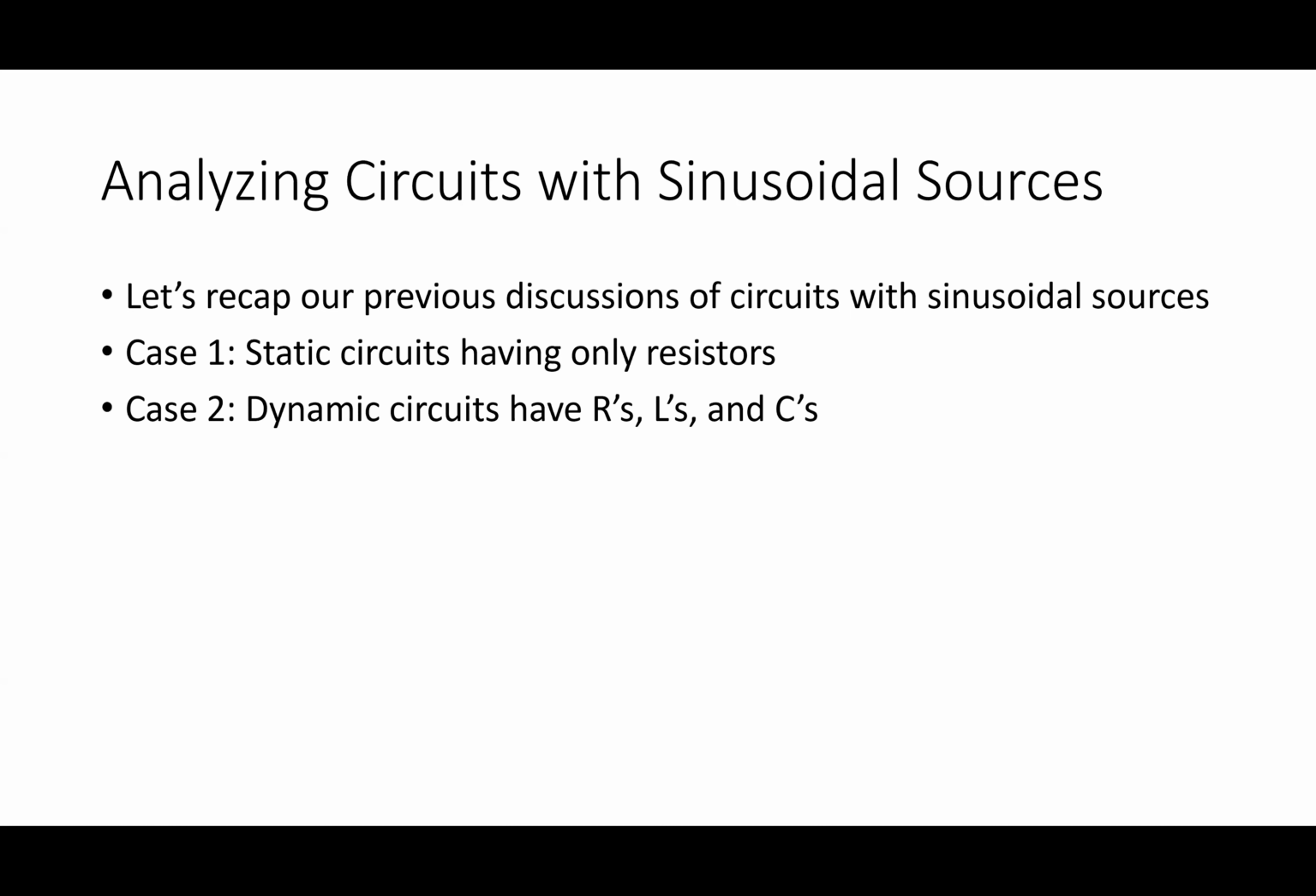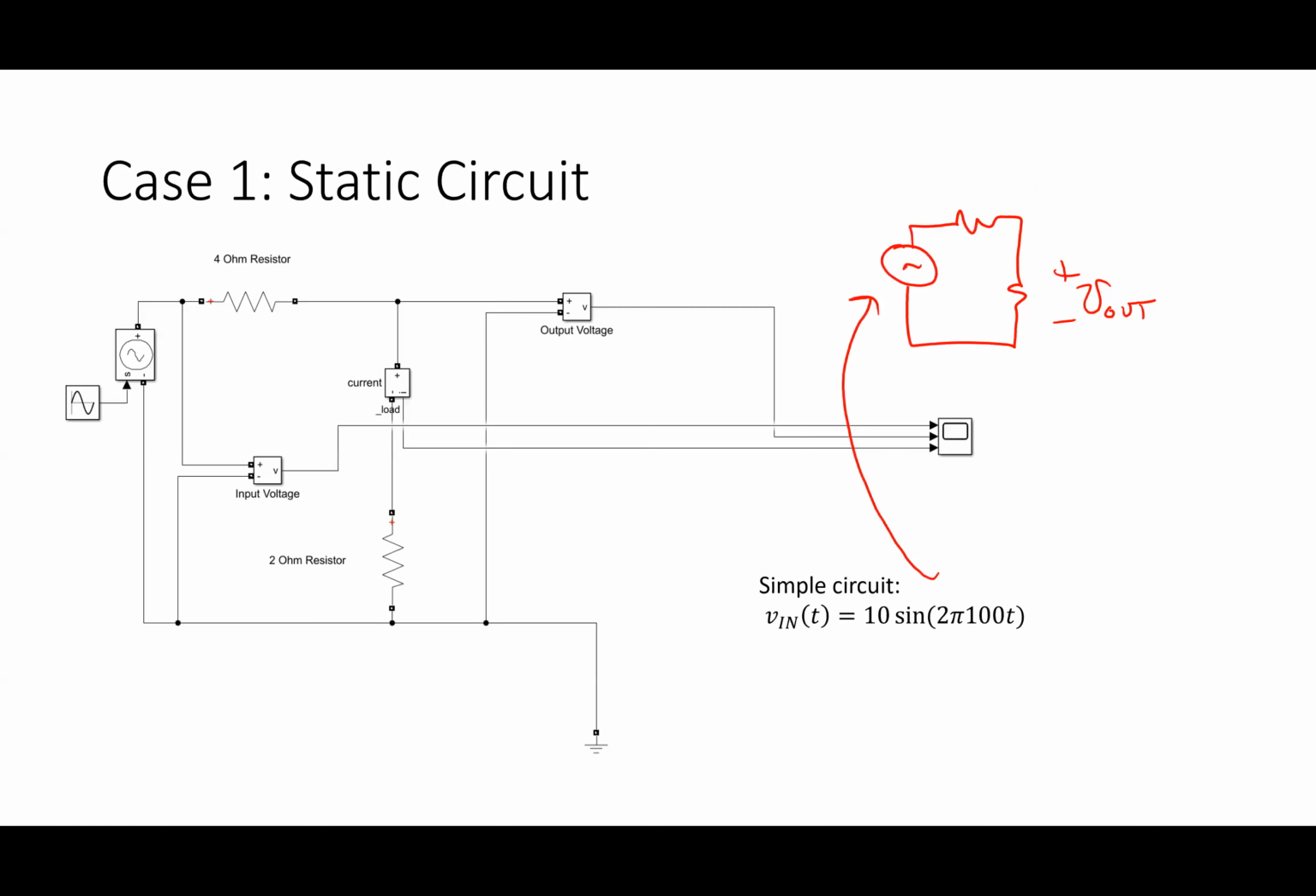Now, if I had a static circuit that had only resistors, in other words, I had a circuit like this, which is a voltage divider. All right. And my input voltage in this case is 10 sine 2 pi 100t. All right, so we'll ask ourselves a couple of things on this. So what is the frequency in hertz on that thing? Sine 2 pi 100t. 100. Guy's got 100 hertz frequency, got an amplitude of 10.